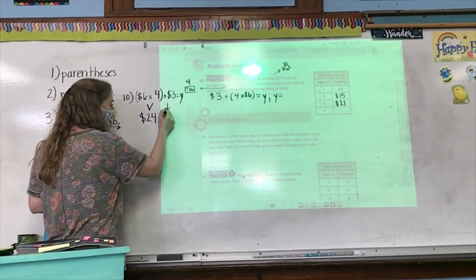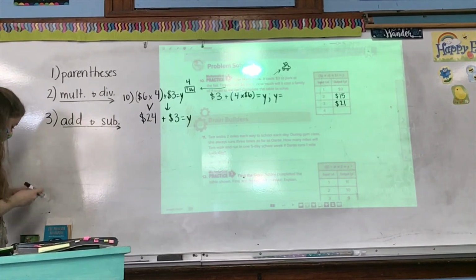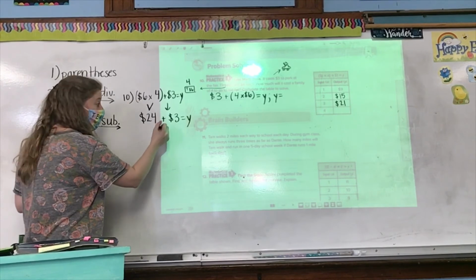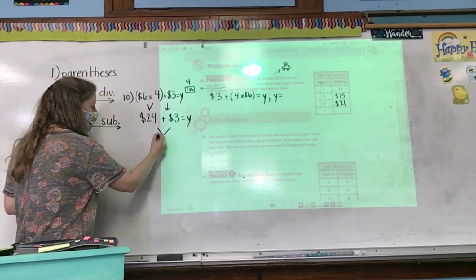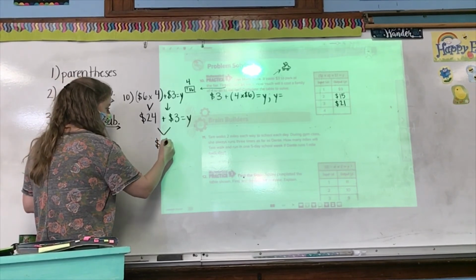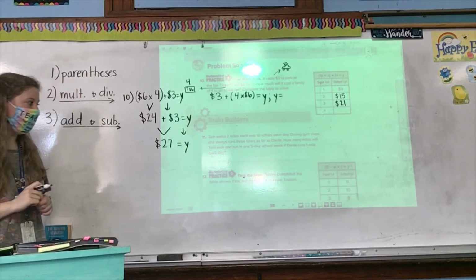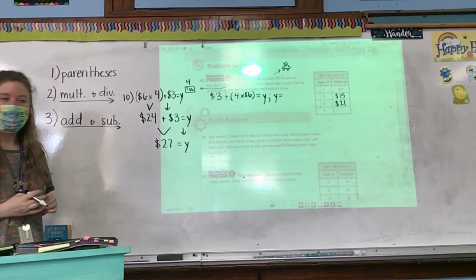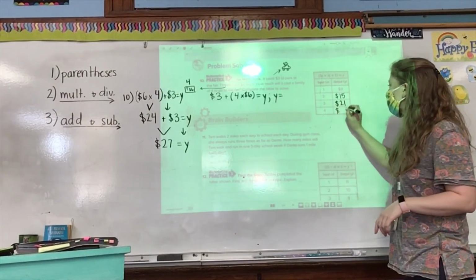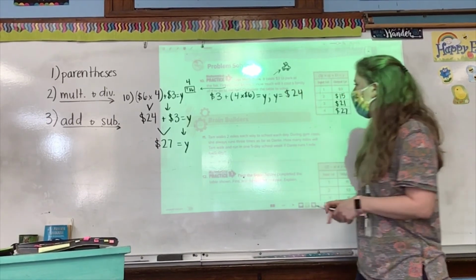Bring down the rest of the equation. What do we solve next? Michaela. $24 plus $3, which is $27. Class, do we have anything else to solve? No. So if a family of 4 goes to the fair, how much will it cost them? $27.